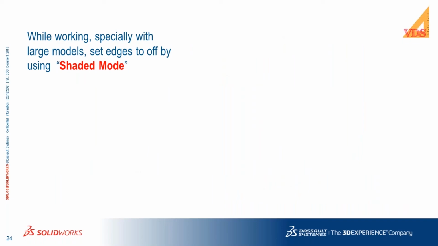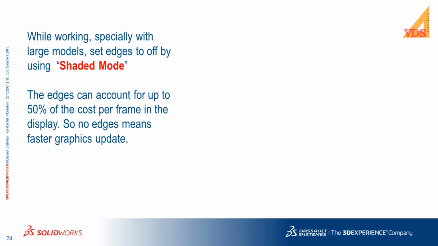Edges off in the shaded mode. I know a lot of users love to work with the edges on in the shaded view because that looks good to our eyes and it makes it a little easier to work when the edges are on. But on the downside, when we have the edges on, it can account for up to 50% of the cost per frame in the display. Whenever there are frame changes, when you are rotating, zooming or panning the model, every frame, if we have the edges on, will consume more graphics.